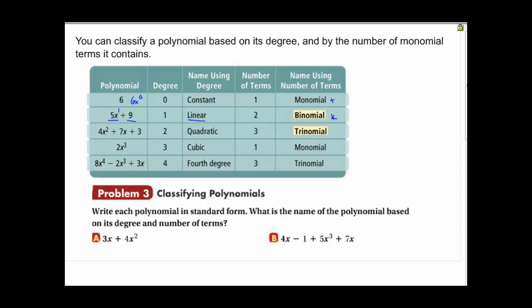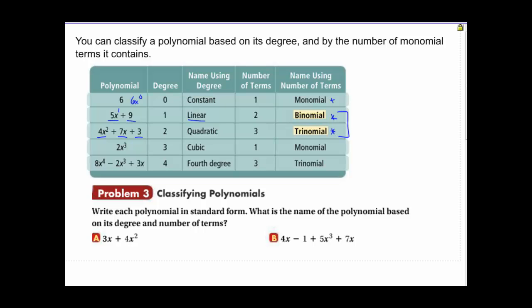Now if we add another one, we go 4x squared plus 7x plus 3. We now have a second degree, because the 2 is the highest. We call those quadratics. It has 3 terms, and 3 terms are trinomials. These two right here, binomial and trinomial, are the most common that you'll see throughout the polynomial terms.